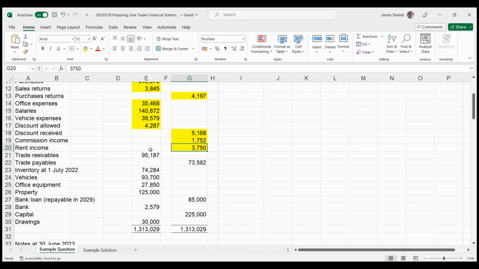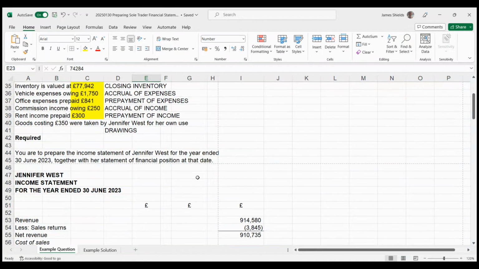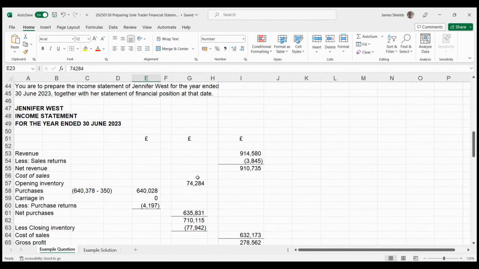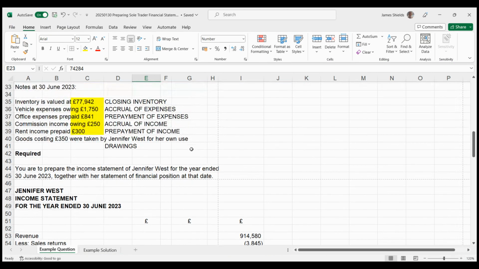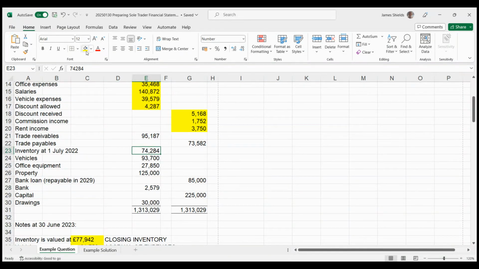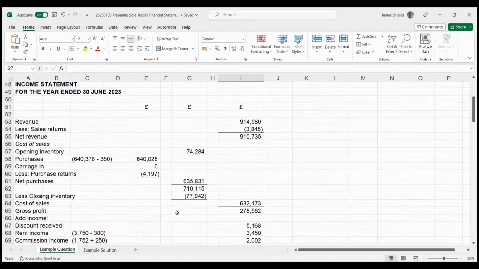So the next ones are trade receivables, trade payables. Inventory at the 1st of July, 74284. That's our opening inventory, not our closing inventory. So that one's been done, so that should be highlighted. Vehicles, office equipment, property, bank loan, bank, capital, drawings. So we've now done everything that goes in our income statement.